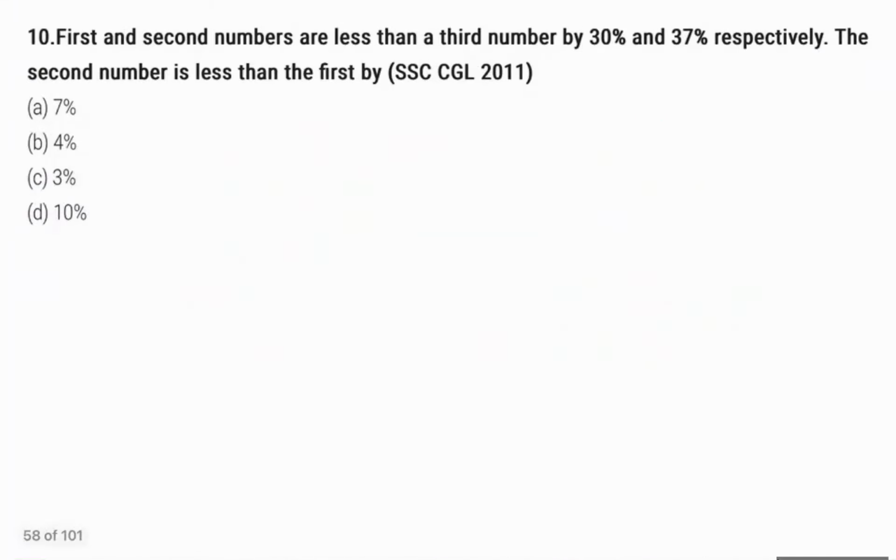Next, question number 10. First and second number are less than the third number. Let's say first number, second number, third number. The first number and second number are less than the third number by 30%. Take the third number as 100, then 30% less: 30% of 100 is 30.